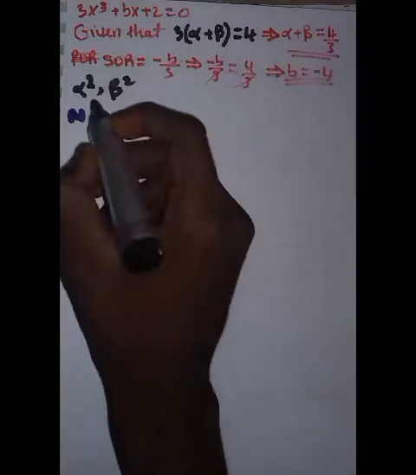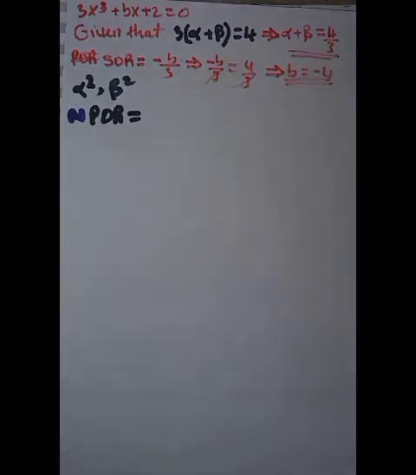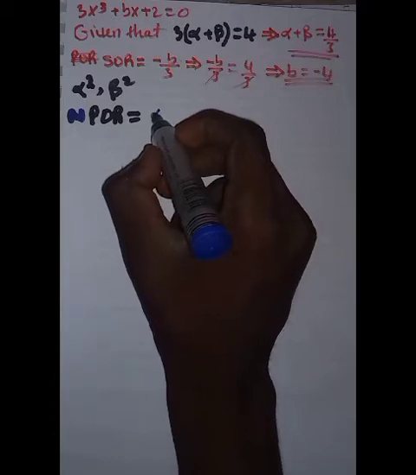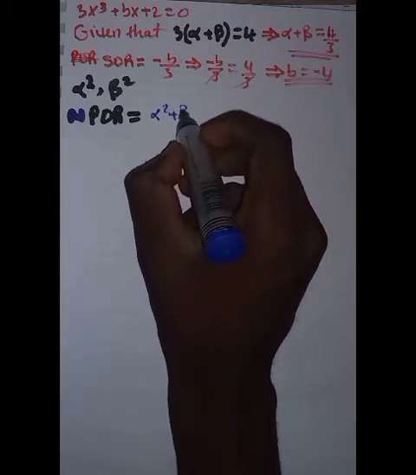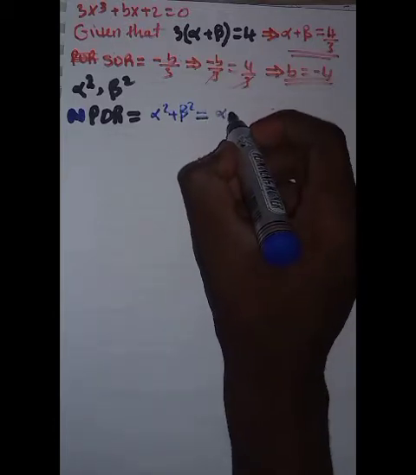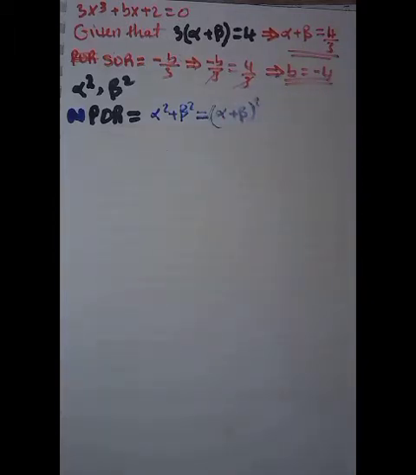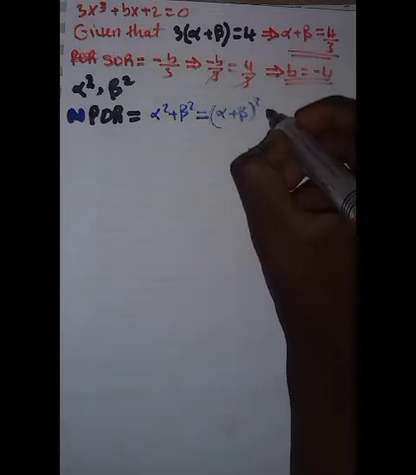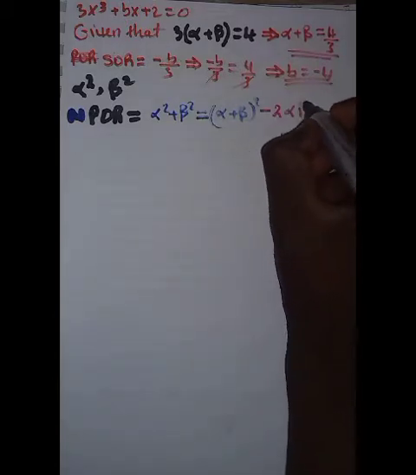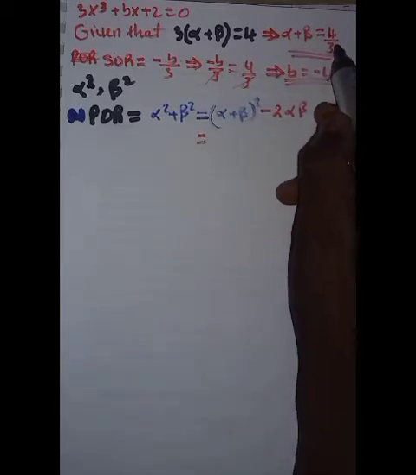Let's see if we can get our new sum of roots. Our new sum of roots is going to be alpha squared plus beta squared, and we know that this has the value of alpha plus beta, all this quantity squared, minus 2 alpha beta. Great. But what is alpha plus beta? It is 4 over 3.